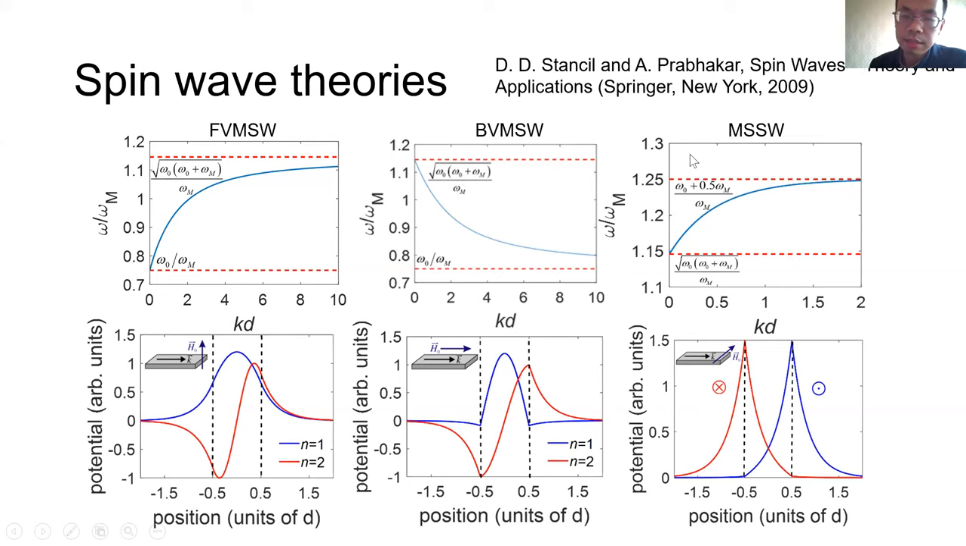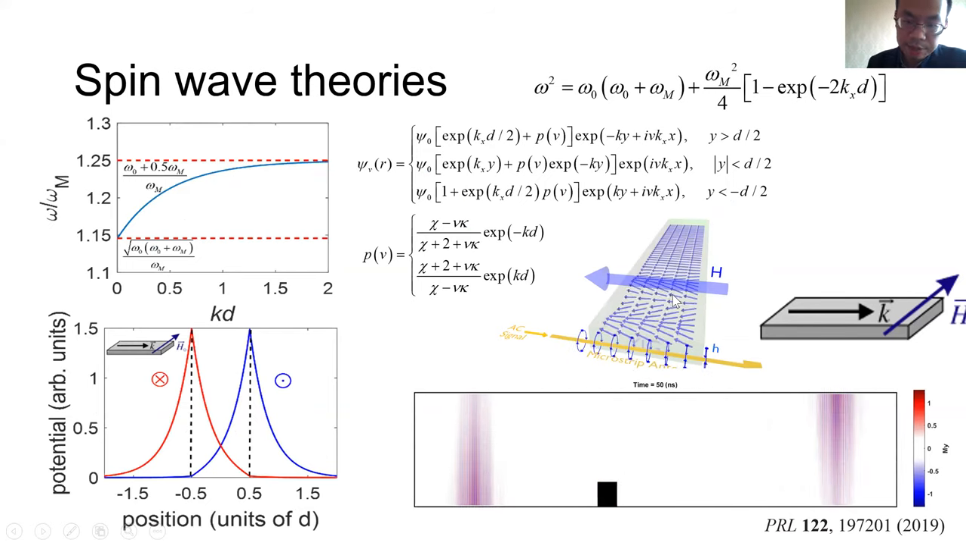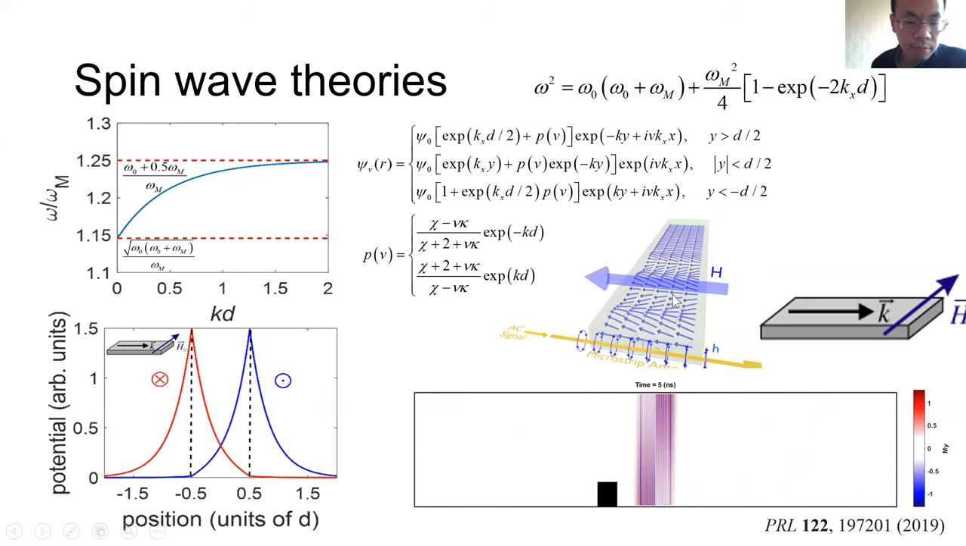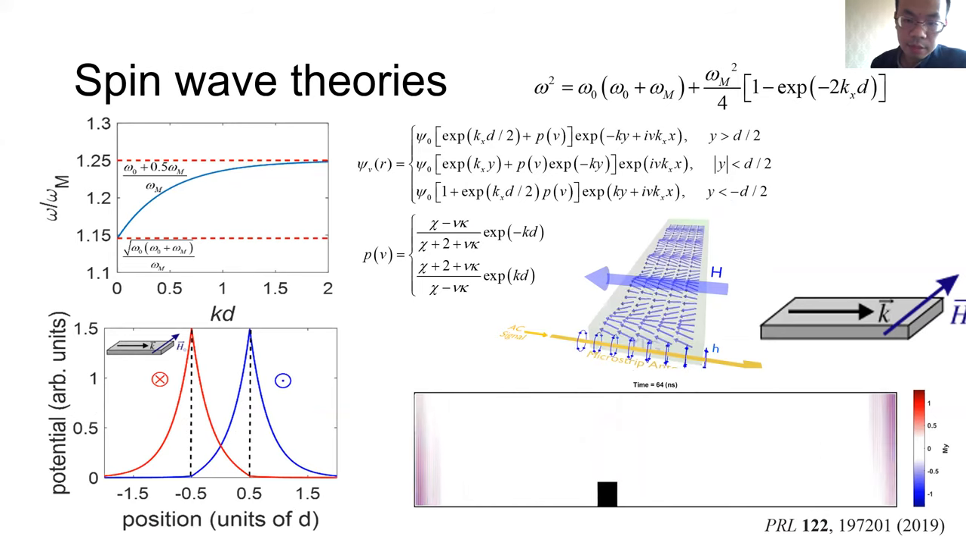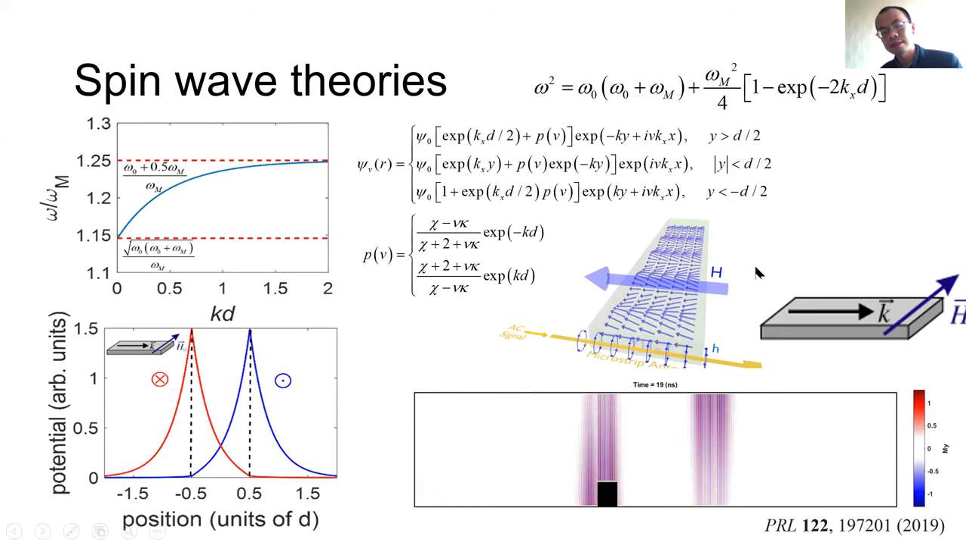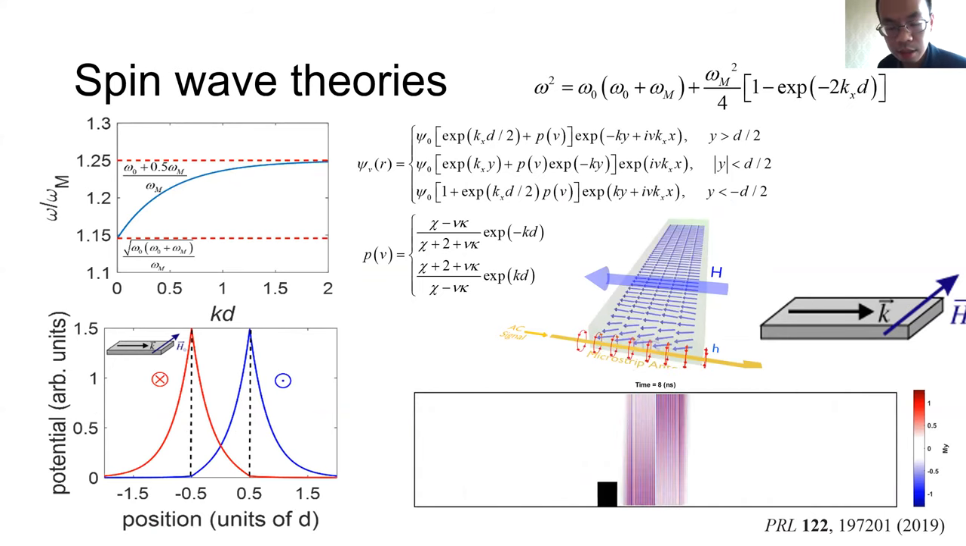The detailed explanation of why the energy would be distributed like this is given in more detail in this book. So here in my study, I studied the surface spin wave structures. So here I can show why we need to study the spin waves.